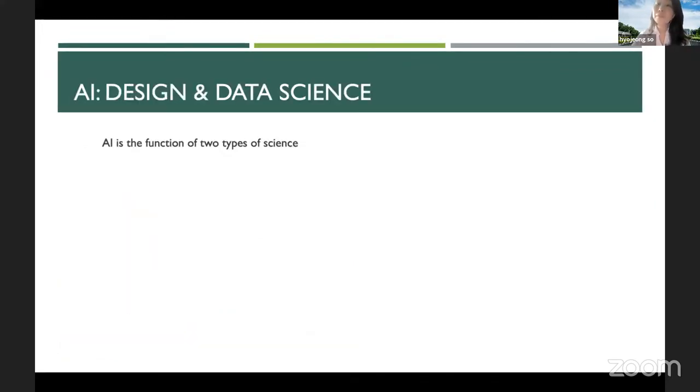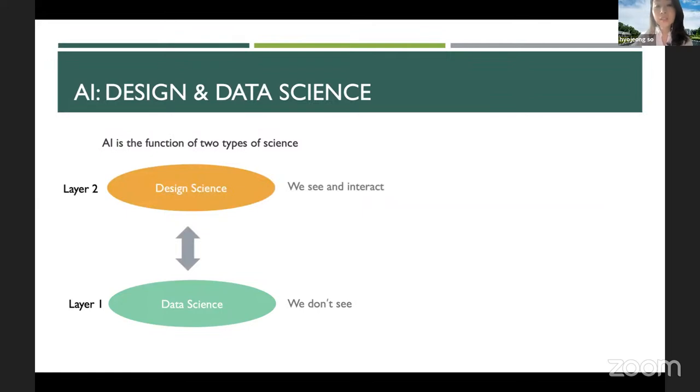Also, I found from that project that AI is really a function of two sciences. The first is the data science part, right? This is the part that we cannot really see, but it is a very important layer in any AI application. And another layer is design science. This is the part that we see and interact with. And someone like me, trained in educational technology, only focuses on this design science part, the layer that we can see and interact with. But through this project, I found that we really need to know another layer, which is data science.